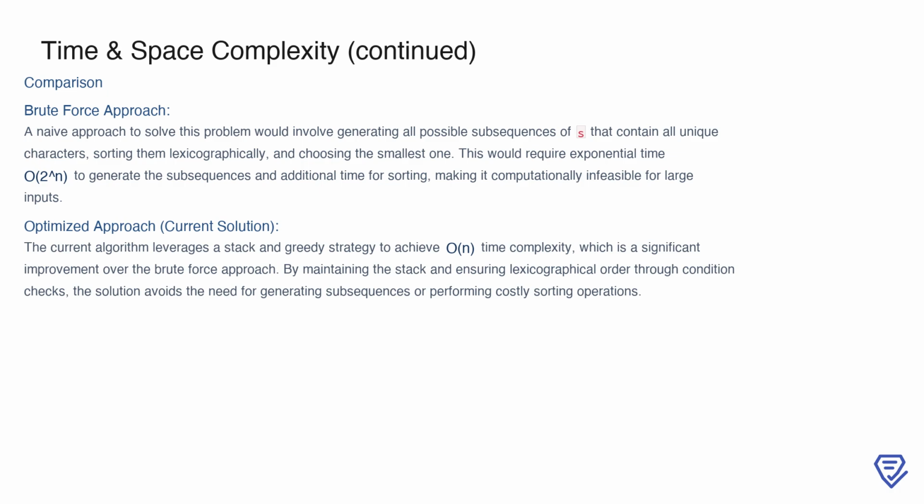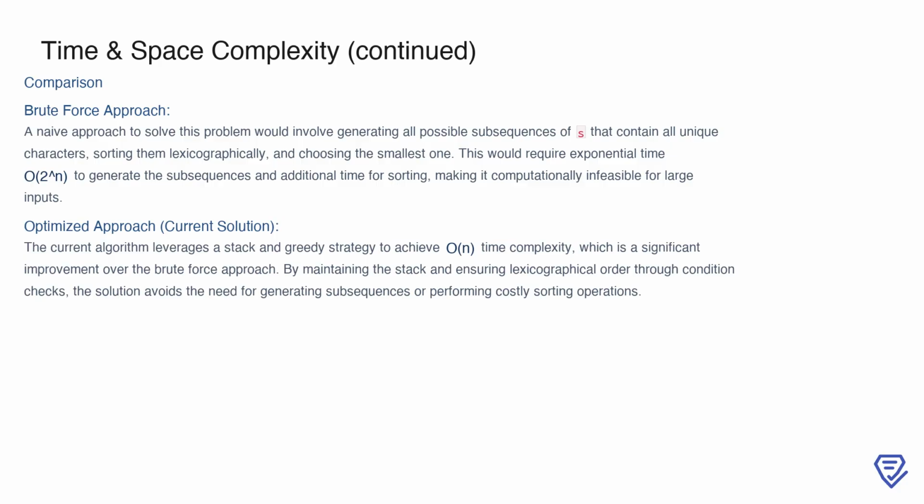To understand the efficiency of this approach, let's compare it with the brute force solution. A naive method to solve this problem would involve generating all possible subsequences of the string that contain all unique characters, sorting these subsequences lexicographically, and then selecting the smallest one. This approach is computationally prohibitive as it requires O(2^n) time to generate all subsequences, followed by additional time for sorting. Such an approach becomes infeasible for large inputs due to its exponential growth.